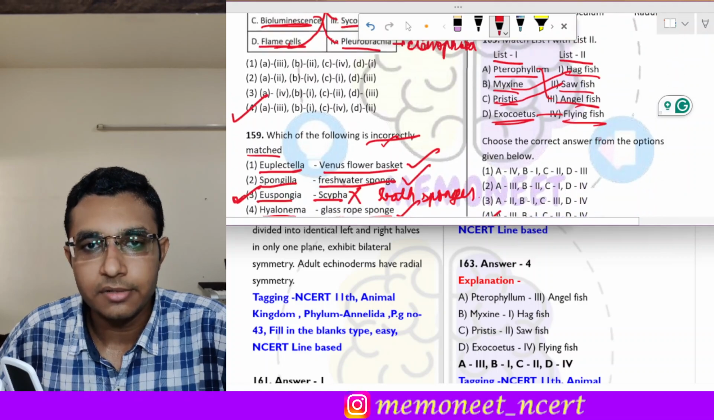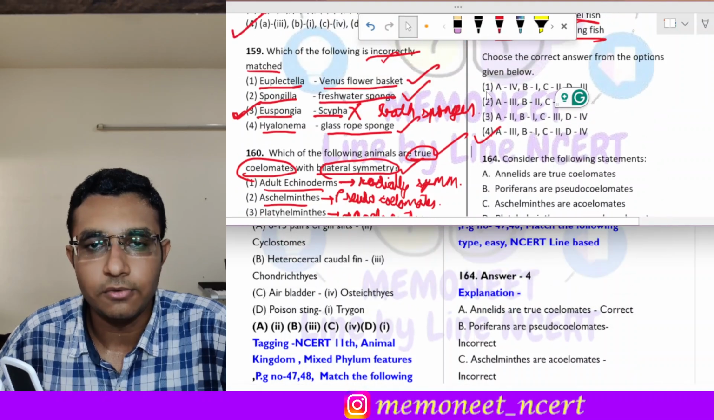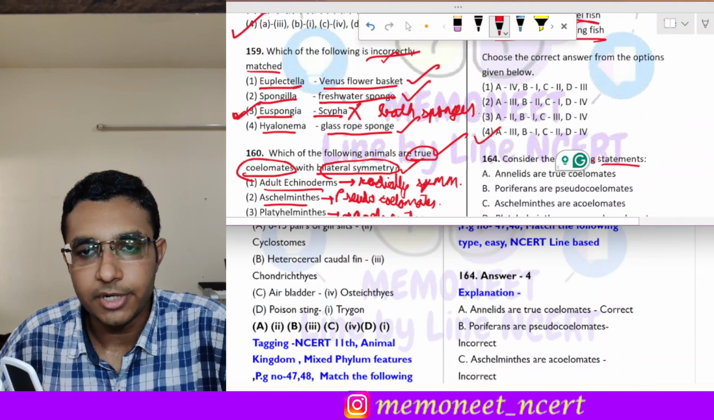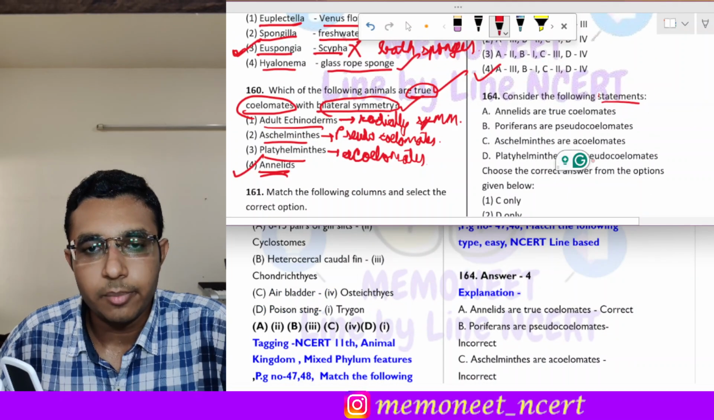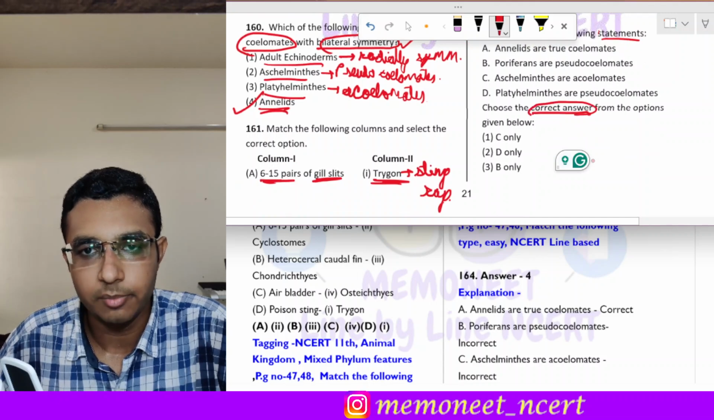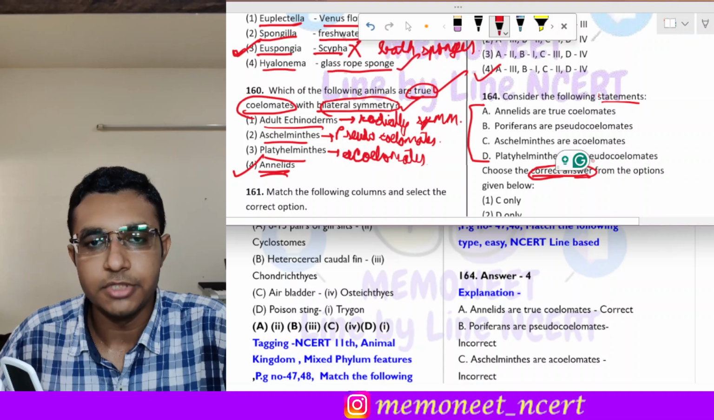I hope you are clear with this question. Now moving on to the next question, that is question number 164. The question 164 is, consider the following statements. Okay, there are 4 statements given over here and we have to choose the correct answer from the options given below. So among the 4 statements we have to identify which of them is correct.